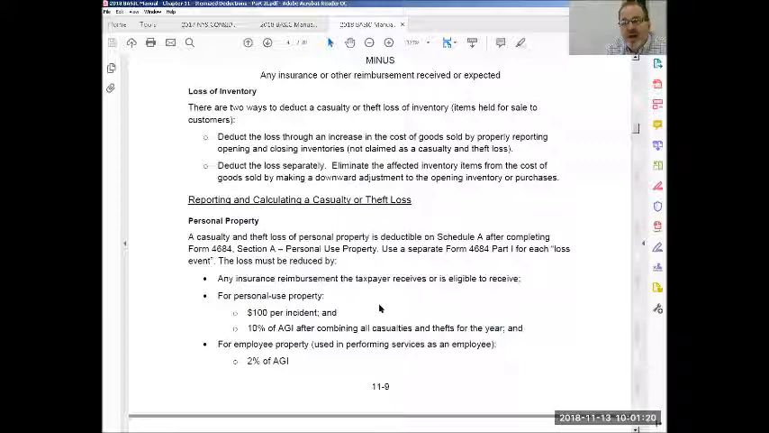the year. So again, when somebody has that, and you were talking about the deductible, a lot of times if somebody makes $100,000 and they have a casualty theft loss, we have to exclude the first $10,000 because of the 10% of the AGI. And if you have insurance where you have a $10,000 deductible, it's probably not very good insurance. Okay. And then for employee property used in performing services as an employee, it's 2%. So it's a little bit different. Okay.